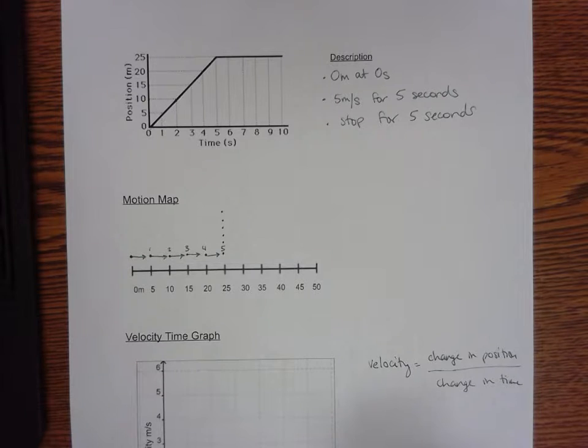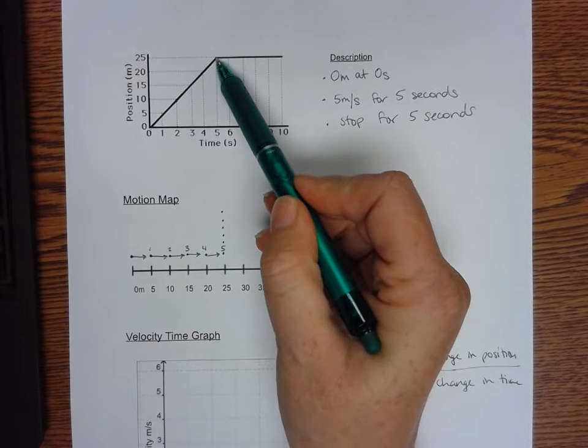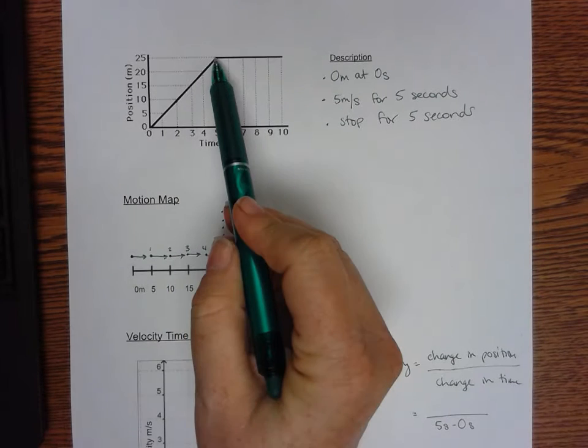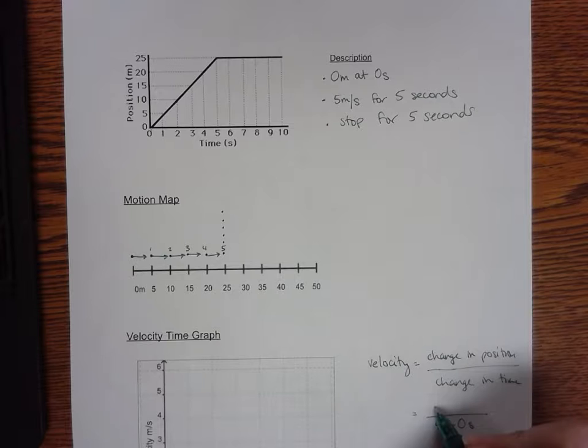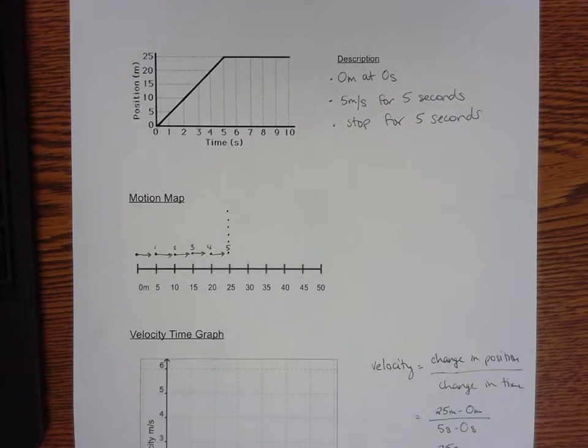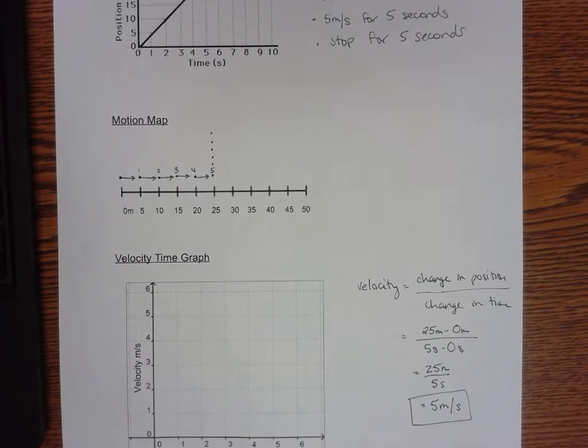So let's go ahead and look at that first portion. From 0 to 5 seconds, that's my change in time. I go from 0 to 25 meters. So it's final position minus beginning position. What I end up with is 25 meters over 5 seconds, which is equal to 5 meters per second. So if I look at this, my velocity is equal to the slope of my graph. So it's two different ways of thinking about it.